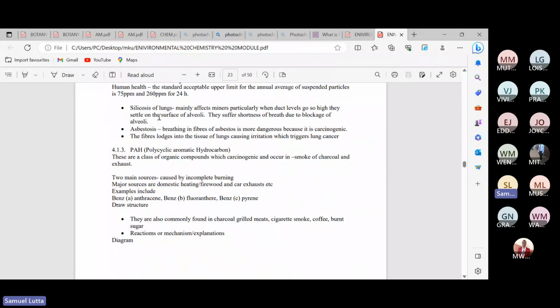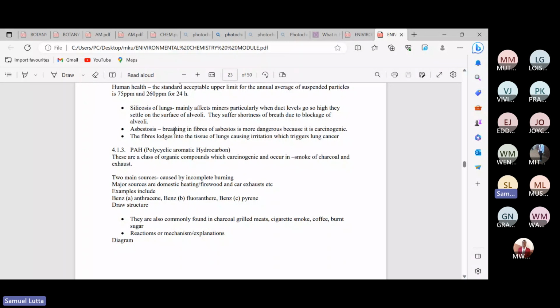So the source of this organic particulate matter is mainly two. One is, as I've said, incomplete combustion. When you are burning these organics and you don't have enough supply of air, instead of oxidizing the carbon to carbon dioxide and hydrogen to water, the compounds will break and form carbon particles, and these are the particles which will find themselves into the air.